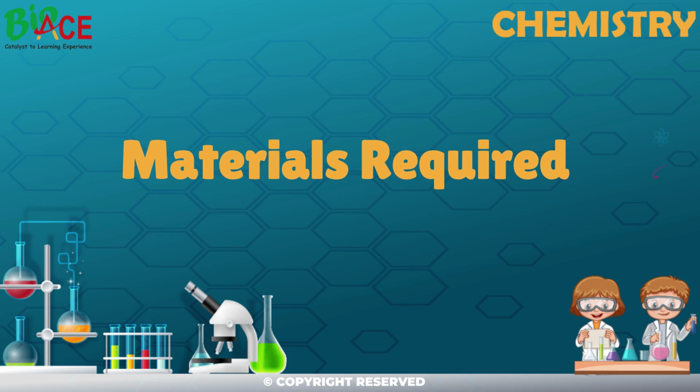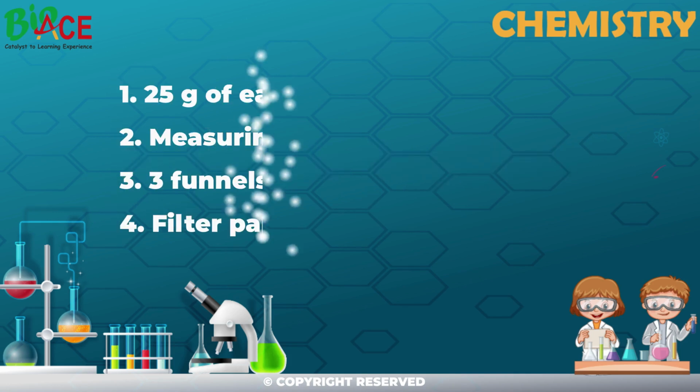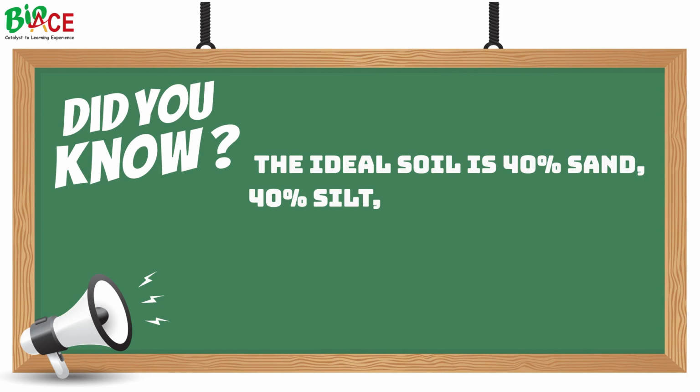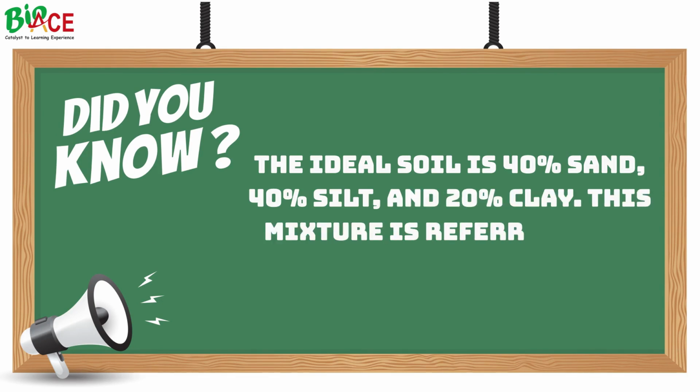Materials required. 1. 25 grams of each sandy, clay and loamy soil. 2. Measuring cylinders. 3. 3 funnels. 4. Filter paper. Did you know? The ideal soil is 40% sand, 40% silt, and 20% clay. This mixture is referred to as loam.